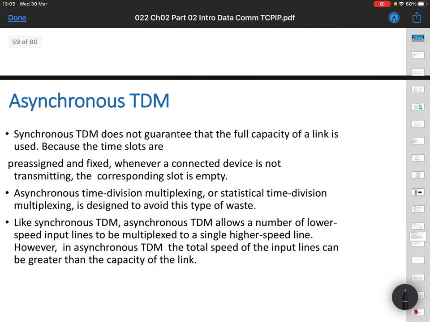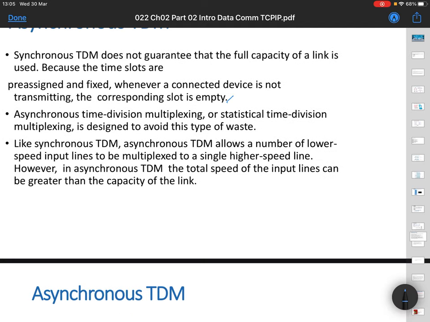Synchronous TDM does not guarantee that the full capacity of a link is used because the time slots are pre-assigned and fixed. Whenever a connected device is not transmitting, the corresponding slot is empty. Asynchronous time division multiplexing, also known as statistical time division, is designed to avoid this type of waste. So, asynchronous TDM is designed to remove the empty slot.